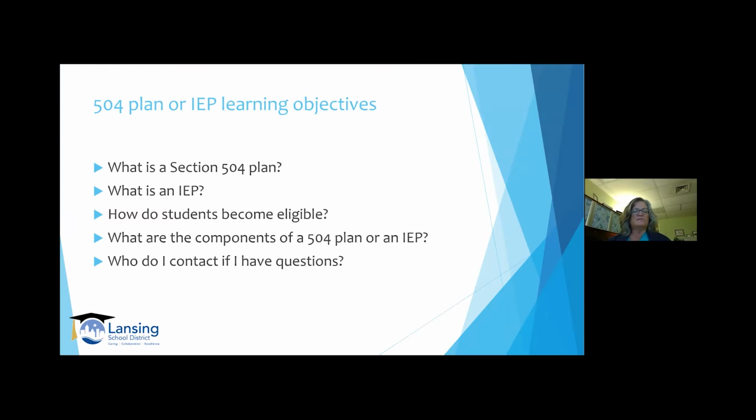So our objectives for this evening are to talk about the 504 plans and the IEPs. What is a Section 504 plan? We're going to go over that in detail so that you have an idea of what goes into a 504 plan, how do students become eligible, what is an IEP, and what are some of the components of both of those plans. And then also, who do I contact if I have questions once we are finished here, or if you are sharing this information with other families, how to get answers to your questions as we go along.